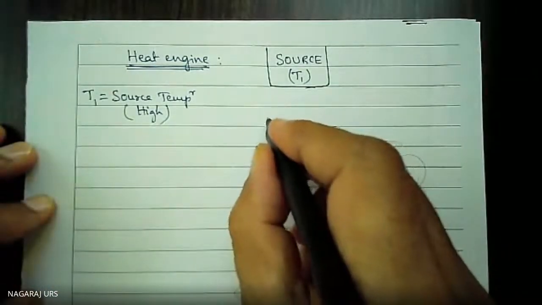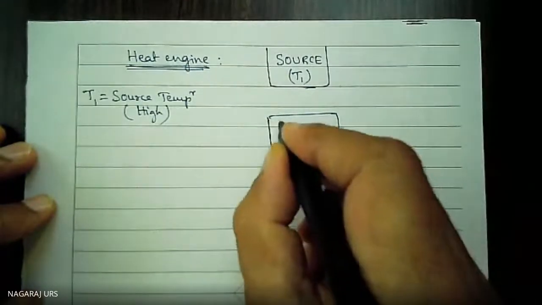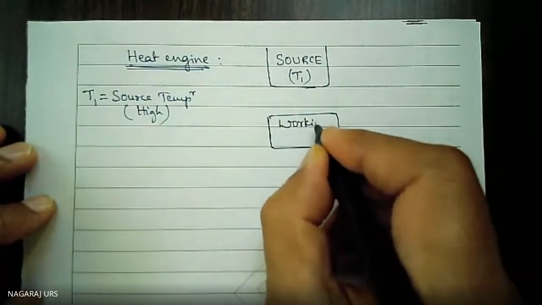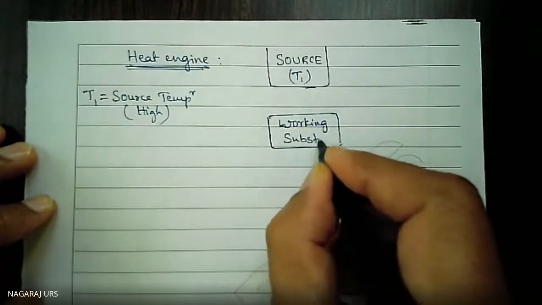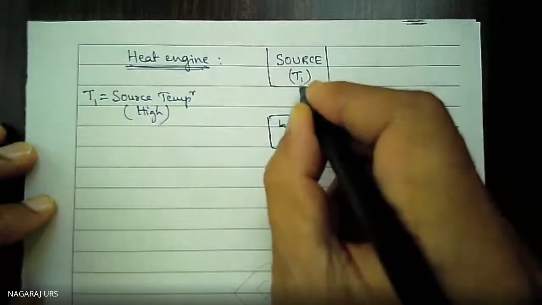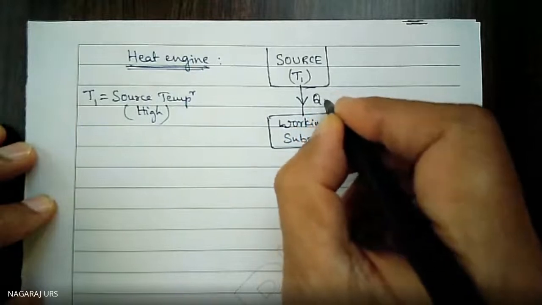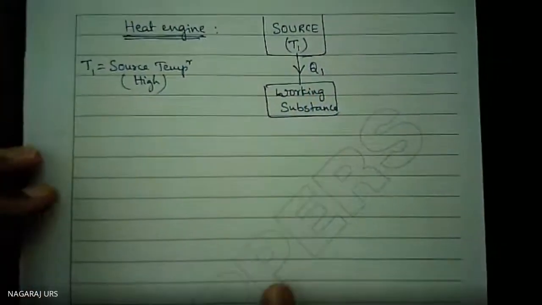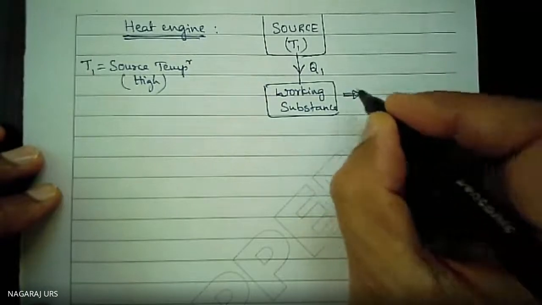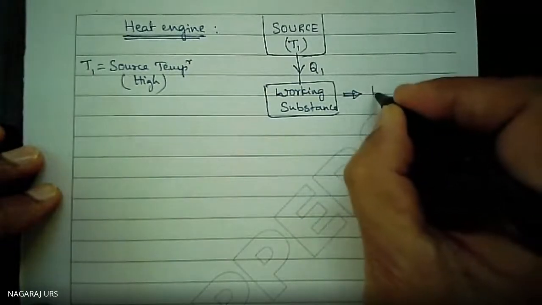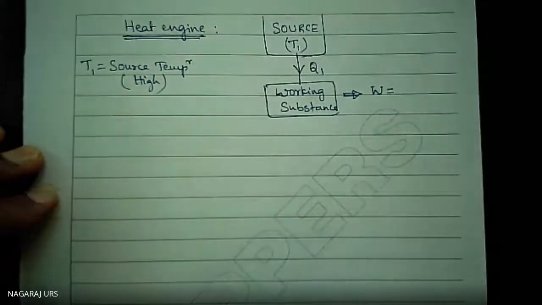There is a working substance present here. This is the working substance. The heat energy flowing from the source to the working substance is Q1. This is going to do some amount of work, the useful amount of work done here.